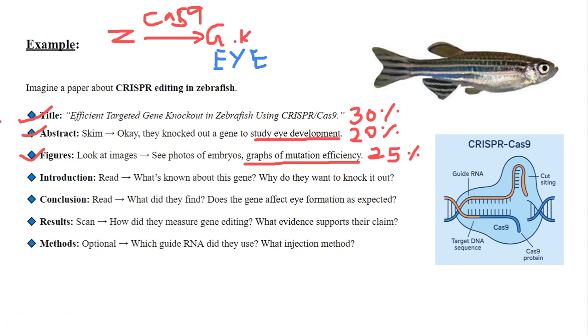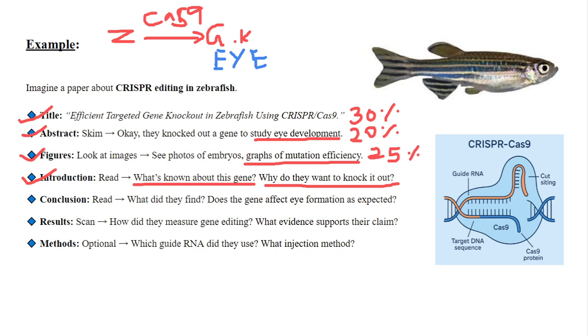Now the introduction is also very important. Read what the unknown genes are, and why they want the knockout. If there are some more genes in the zebrafish, we should look at that. You should know the genes and the knockout, the process by which they want to knock out the genes. Okay, that is very important.